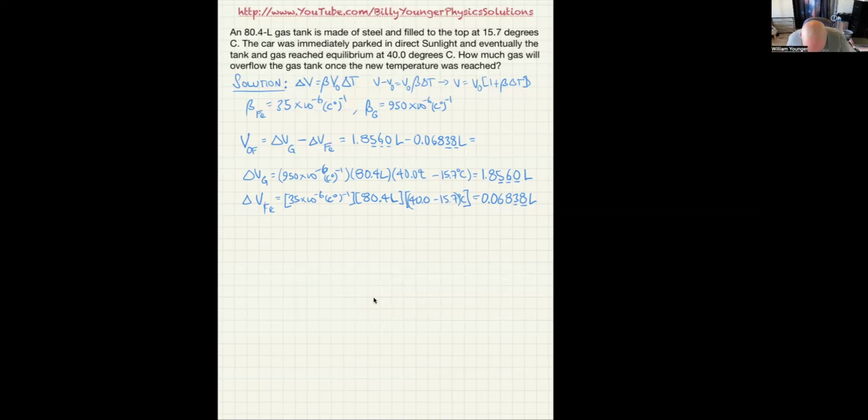So I'm going to take 1.8560 minus 0.06838. I can subtract those, and ultimately the result would be 1.78, and we'll keep 2 more digits, 76 liters. But again, since we're doing subtraction, our significant figures extend out to 1 decimal place. So the 8, the 7, and the 6 here are not sig figs. So we'd say roughly 1.8 liters of fuel would overflow out of the tank.